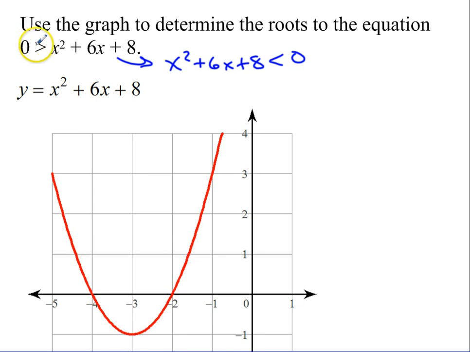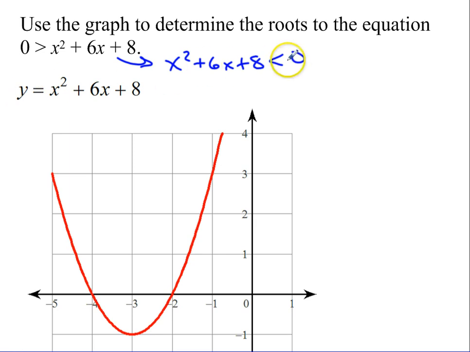Okay. All right, now let's look at a different example, very similar. This one starts out 0 is greater than, as opposed to 0 is less than or equal to. Again, I'm going to rewrite it so that the algebraic expression is over on the left side. I just find it easier to read x squared plus 6x plus 8 is less than 0. Okay? So again, we're comparing it to the graph where we replaced y with 0.